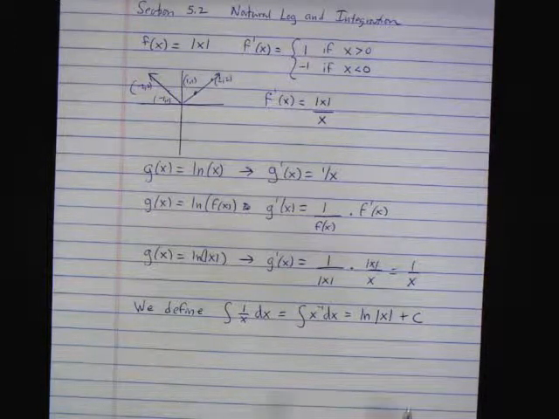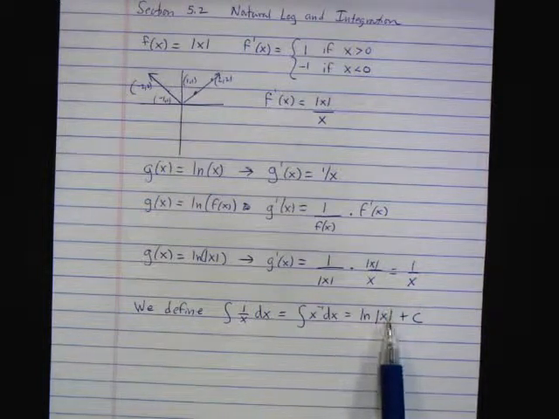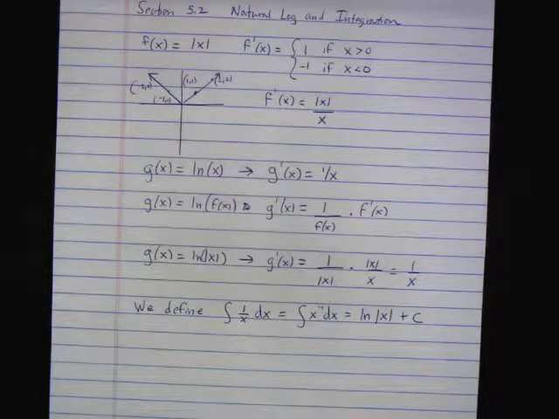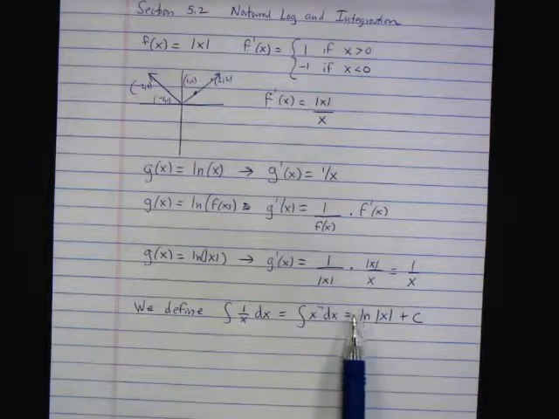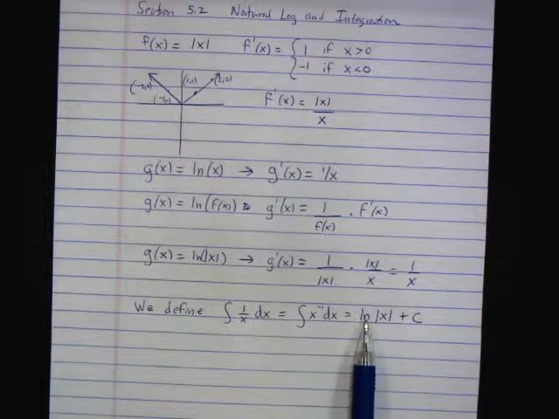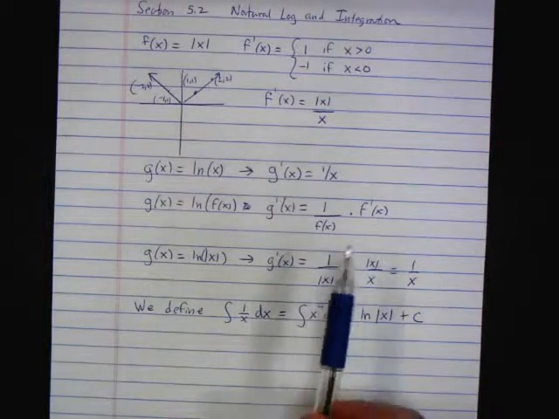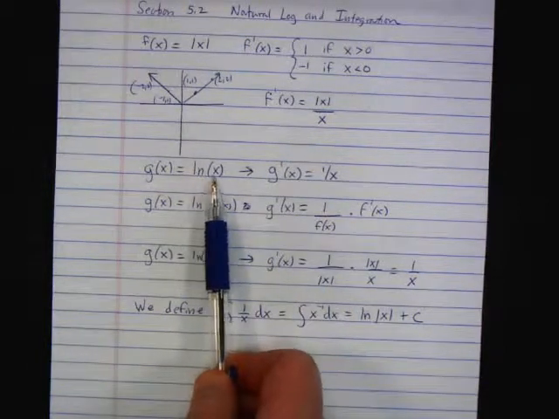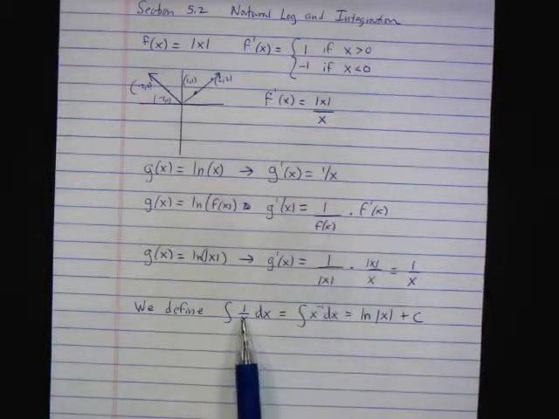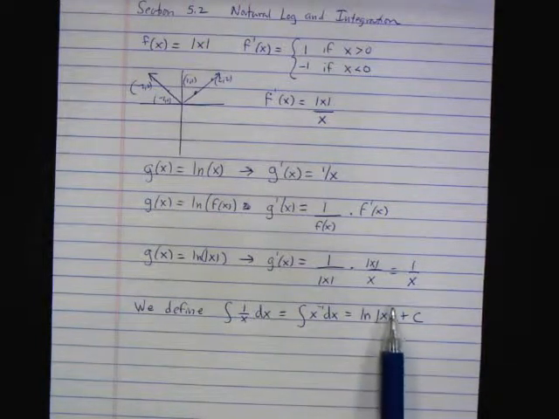Why do you think it's important that we put that absolute value in there? We just showed that the derivative of the log of the absolute value of x was 1 over x. But it's also true that the derivative of ln of x is 1 over x. So why do we define this integral to have that absolute value in there? Why don't we just leave it as ln x?